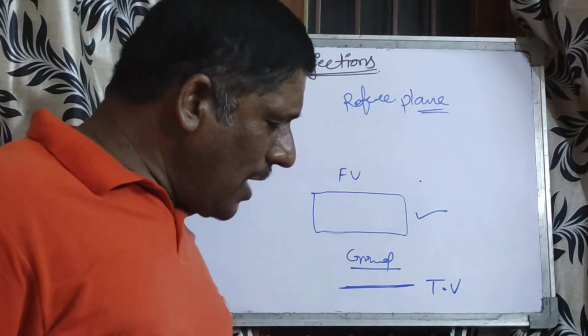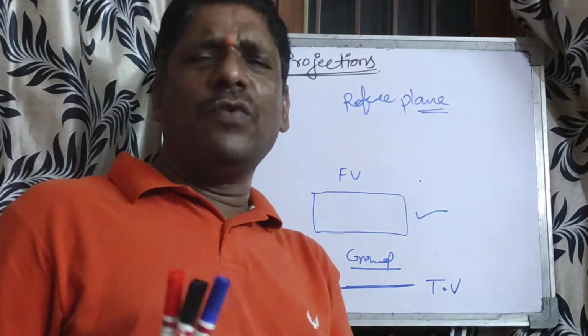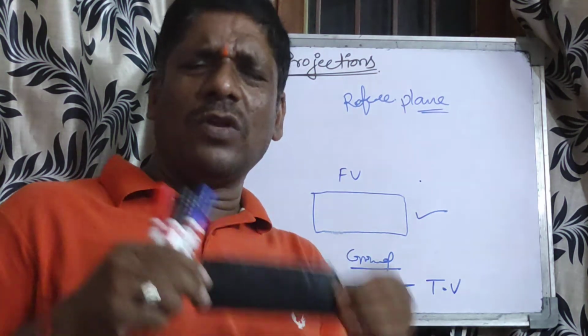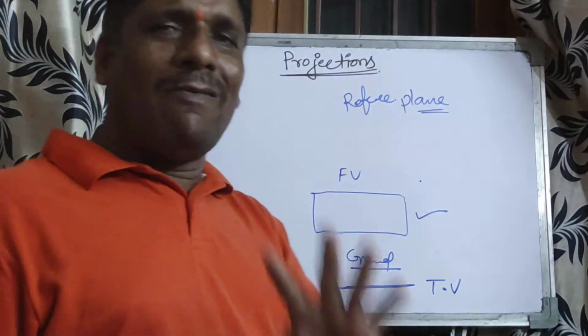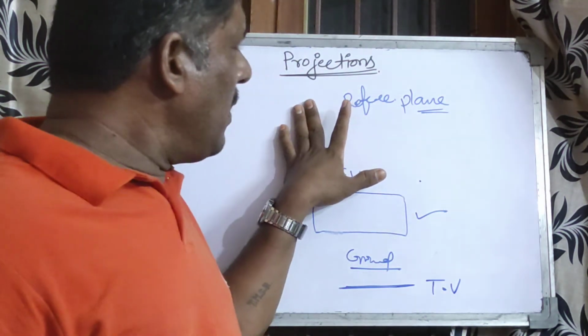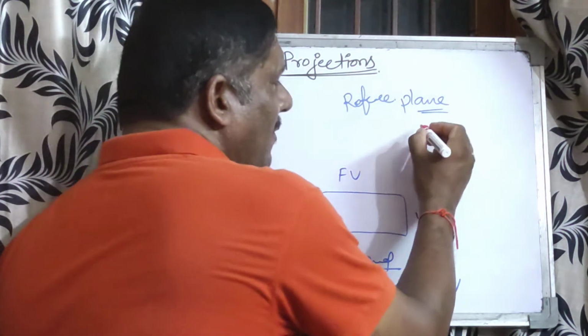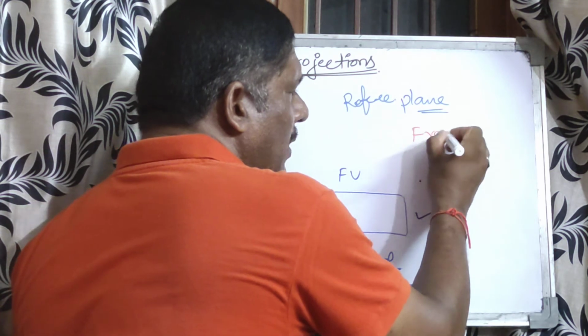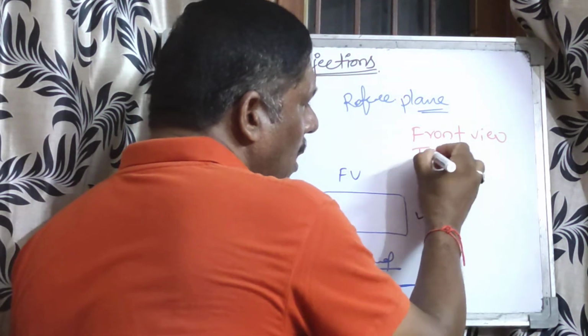So like that we have different views. Front view, top view, side view, rear view, left side view, right side view, like that. So many views are there. But you don't get confused. I will give clear information in the next video. But you must be familiar with these words. Two words we learn here. One is the front view, and the second one is the top view.